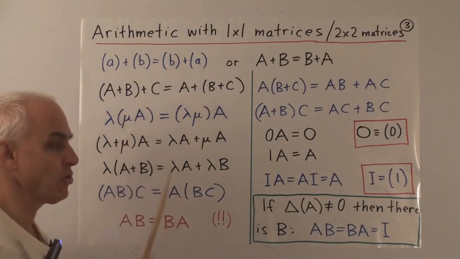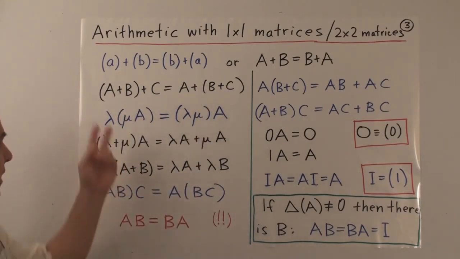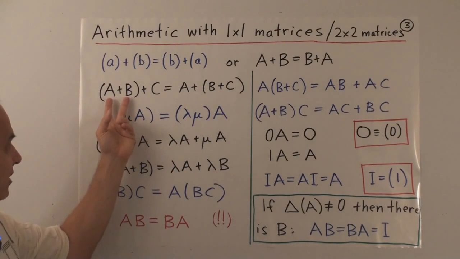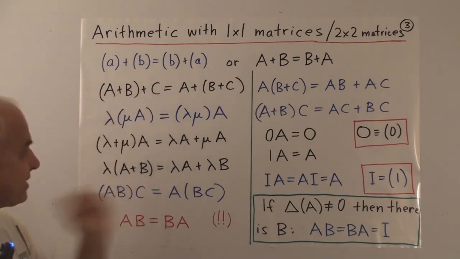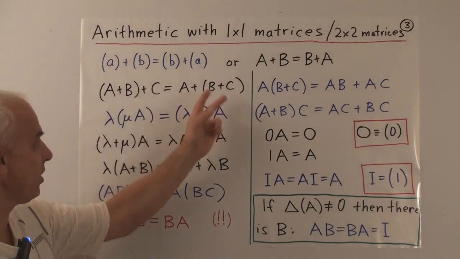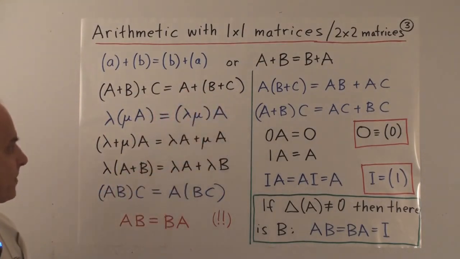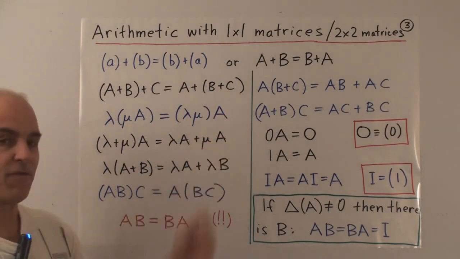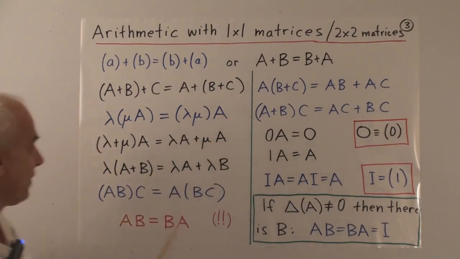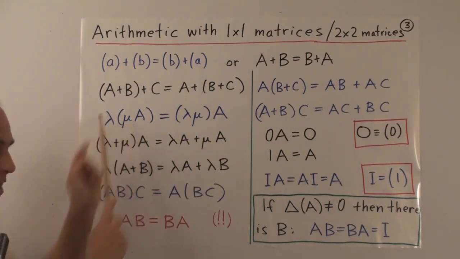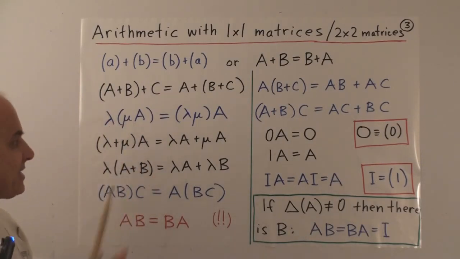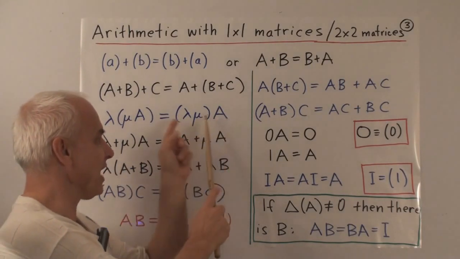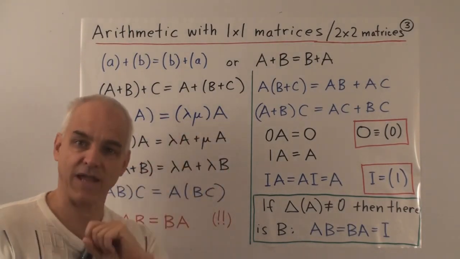This law is the associative law for addition. That if you combine A and B by adding them, A plus B, and then to that you add C, it's the same thing as when you add A to the sum of B and C. There's an associative law for scalar multiplication. If you take a matrix A and you multiply by a number mu, and then multiply that by a number lambda, that's the same as if you started with the matrix A and multiplied by the product of lambda times mu.